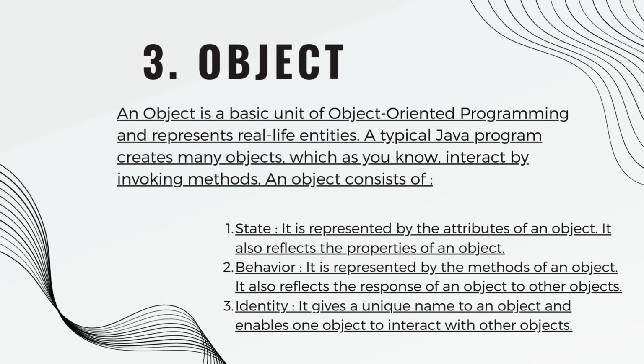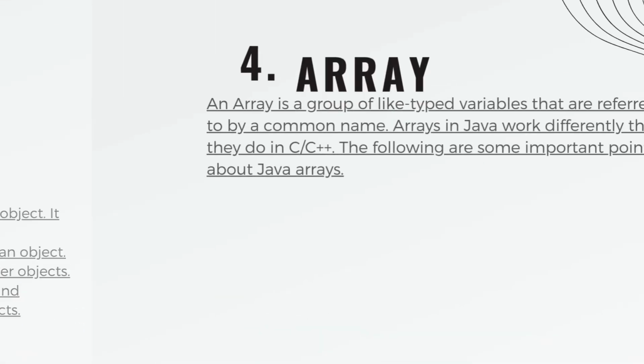Object. An object represents real life entities. A Java program creates many objects which interact by invoking methods. An object consists of state, behavior, and identity. State reflects the properties of an object. Behavior reflects the response of an object to other objects. Identity gives an object a unique name that enables one object to interact with other objects.